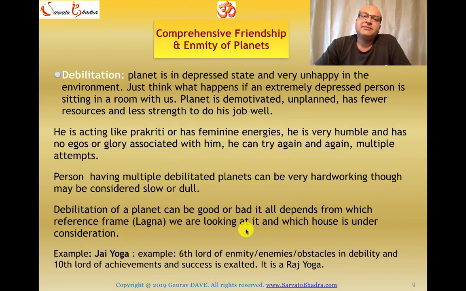Let's discuss debilitation. The planet is in a depressed state and very unhappy in that environment. Now, the same planet is moving and has reached a different point and a different kind of atmosphere, and in this atmosphere he does not like anything. So he becomes very, very sad and depressed in this environment. Just think what happens if an extremely depressed person is sitting in a room with us.